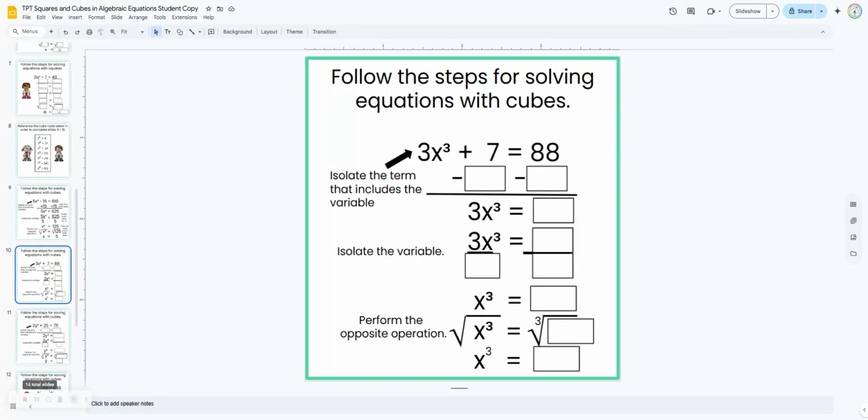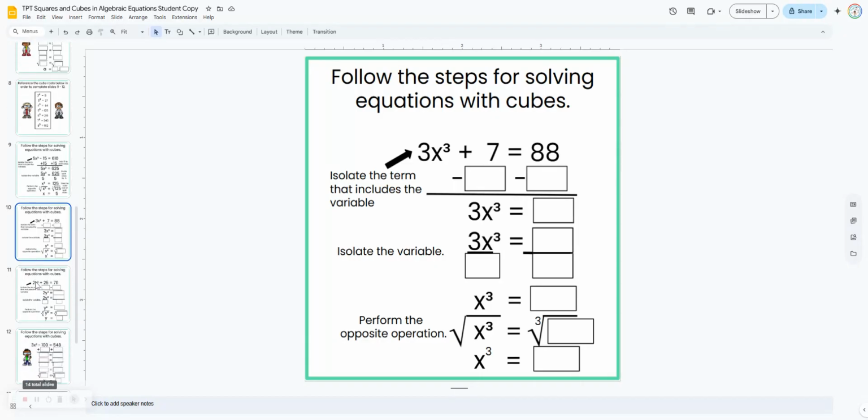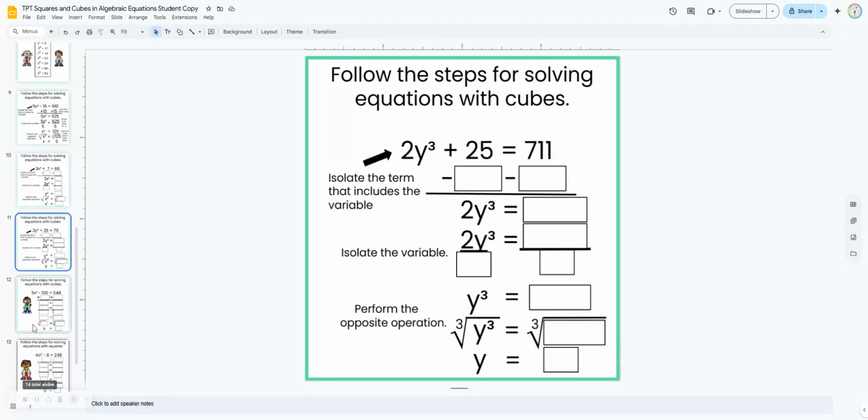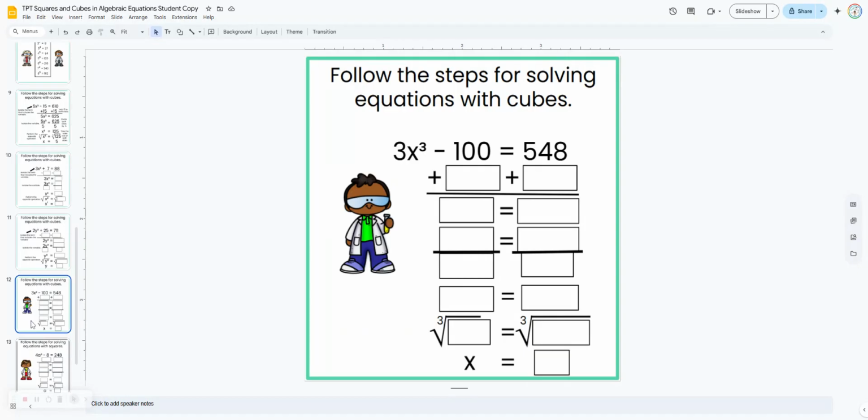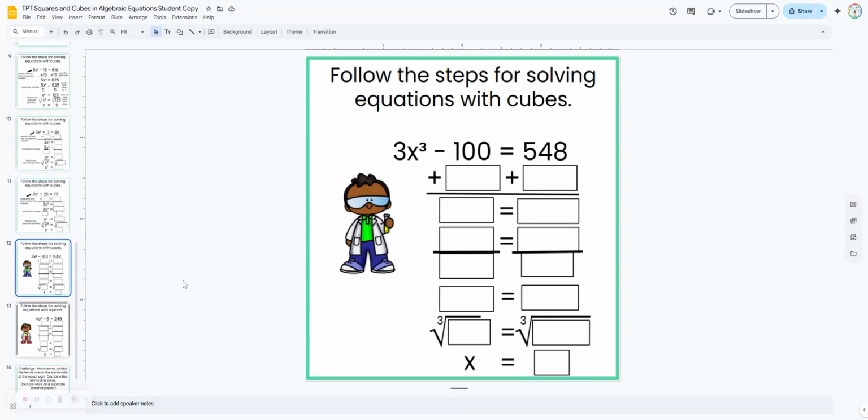Now we're going to start again with some equations. Students are going to fill in the text boxes, and then they're going to do a couple filling in every step.